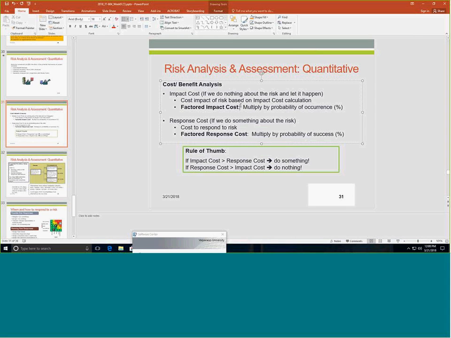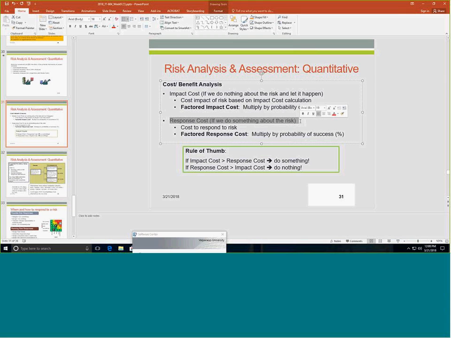The actual cost of the impact might be $1,000, but let's take a look at the probability with which this risk might occur. If the risk occurs with only an estimated 50% probability, then that risk is not worth $1,000, it's worth $500, right? We can do the same thing with the response cost.